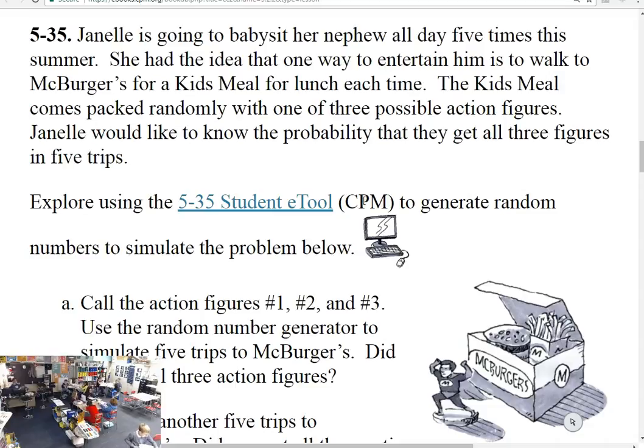So, give it a shot. If you are going 5 times and there are 3 action figures, how can you use the tech that you have to model the situation and find your answer? Talk as your team.